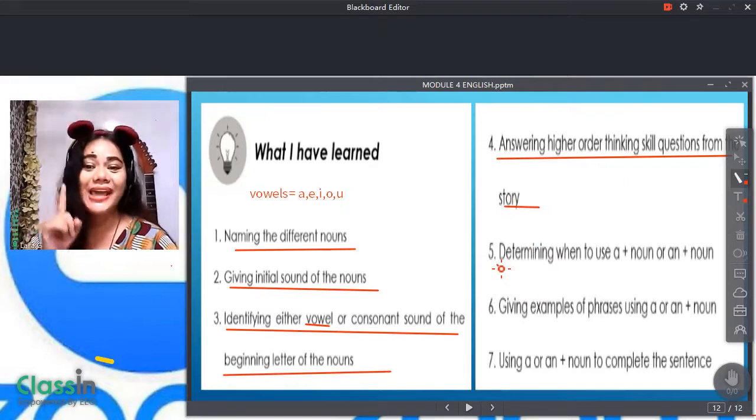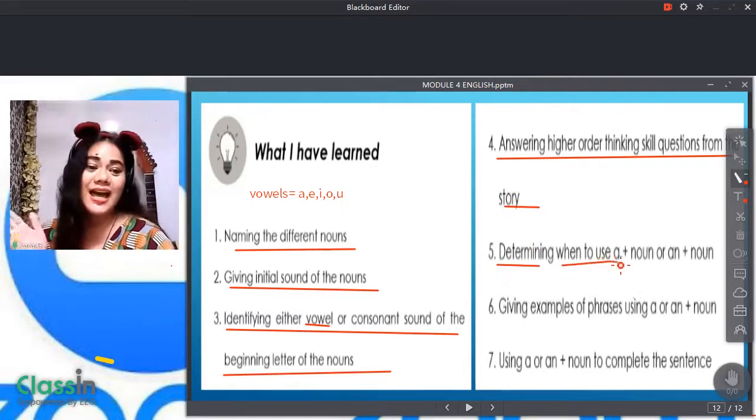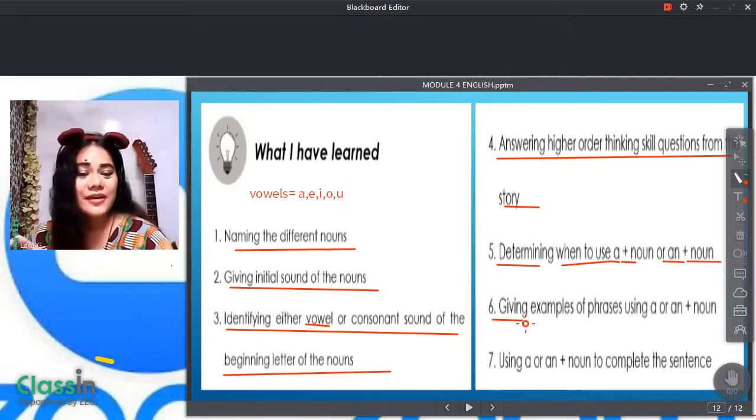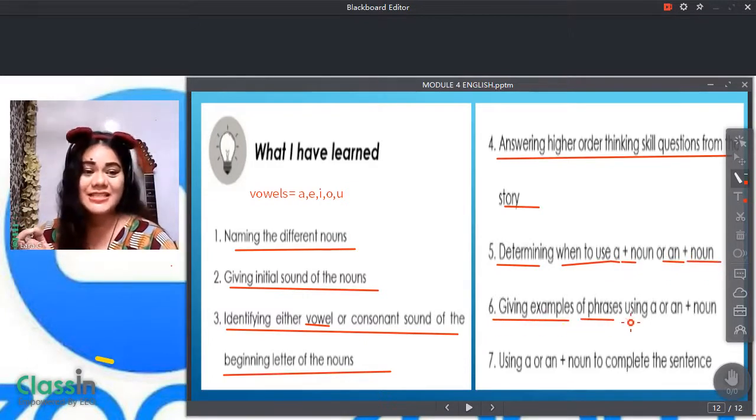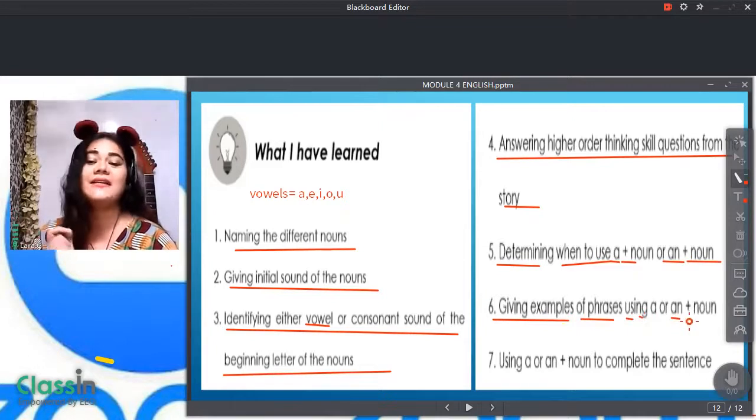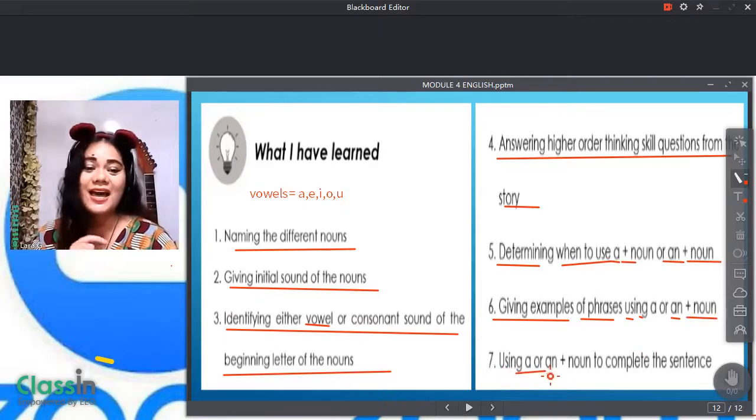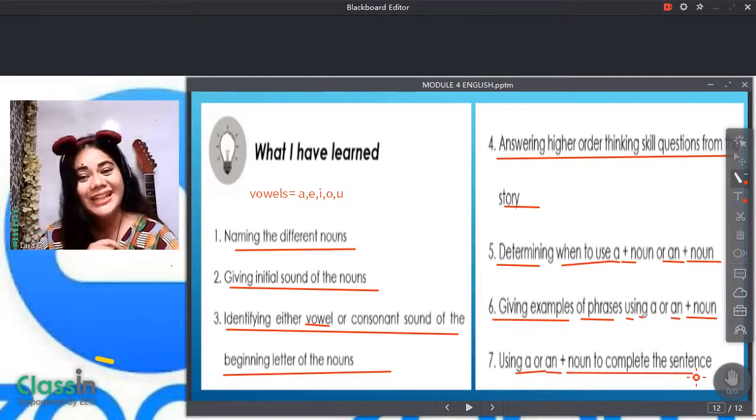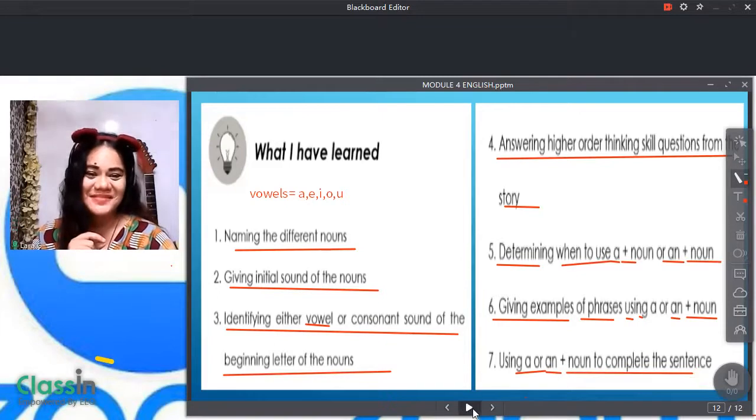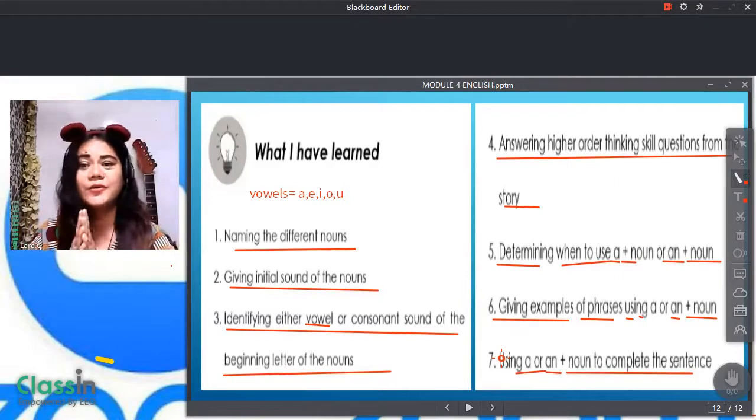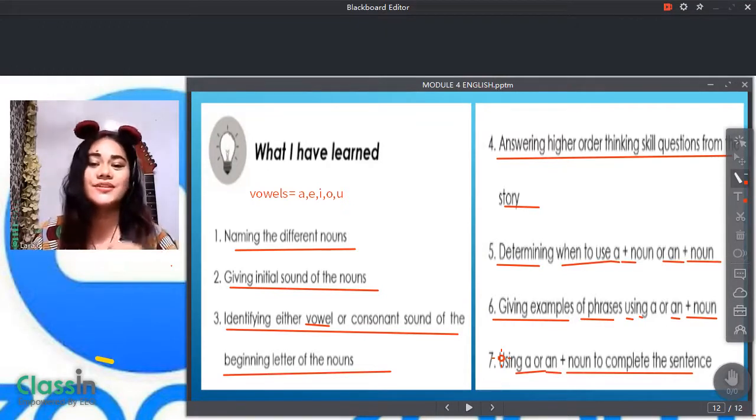And you are also able to determine when to use a plus noun or an plus noun. And you're also able to give examples of phrases using a or an and then noun. And of course, you're able to use a or an plus noun to complete the sentence. So that's all for this module. I hope that it would be easier for you now to answer your modules now that you learned when to use a and when to use an.